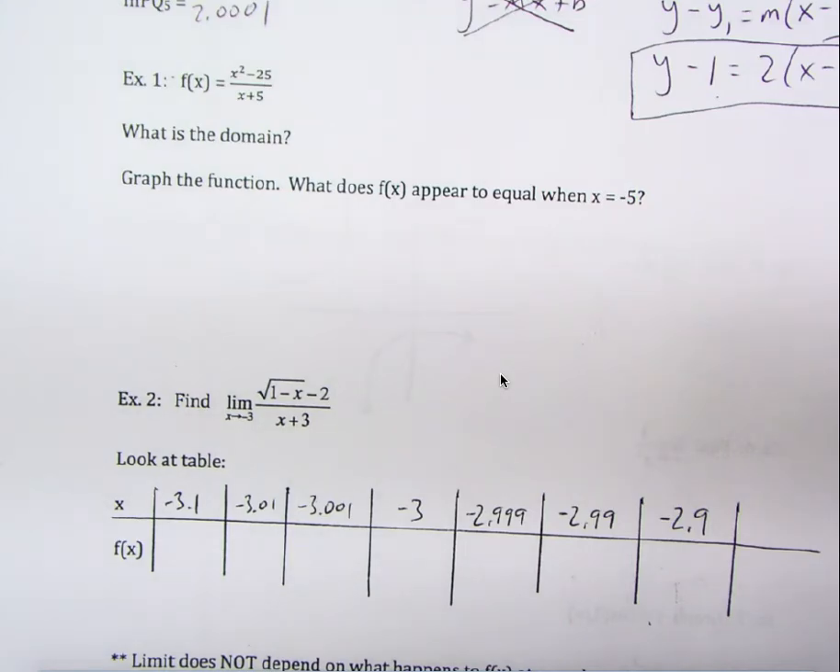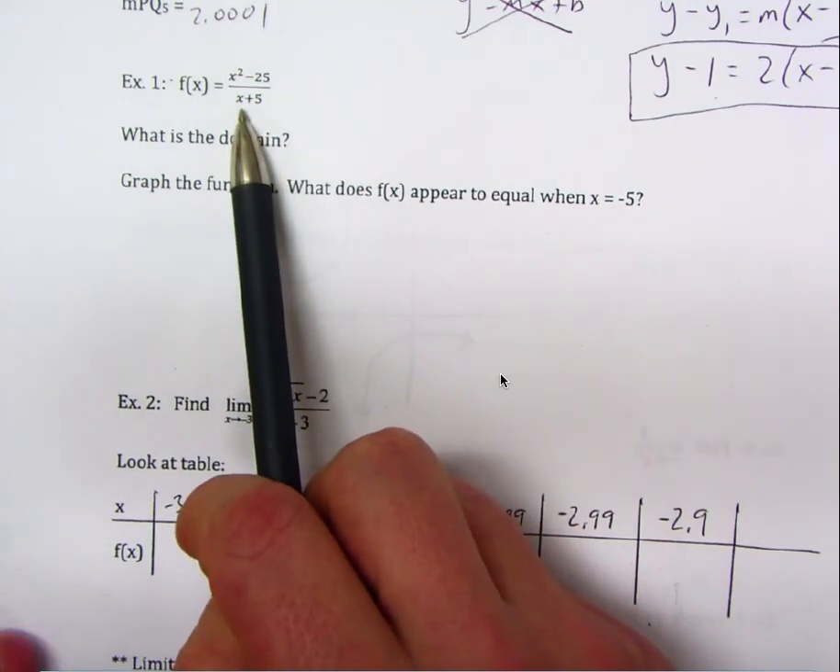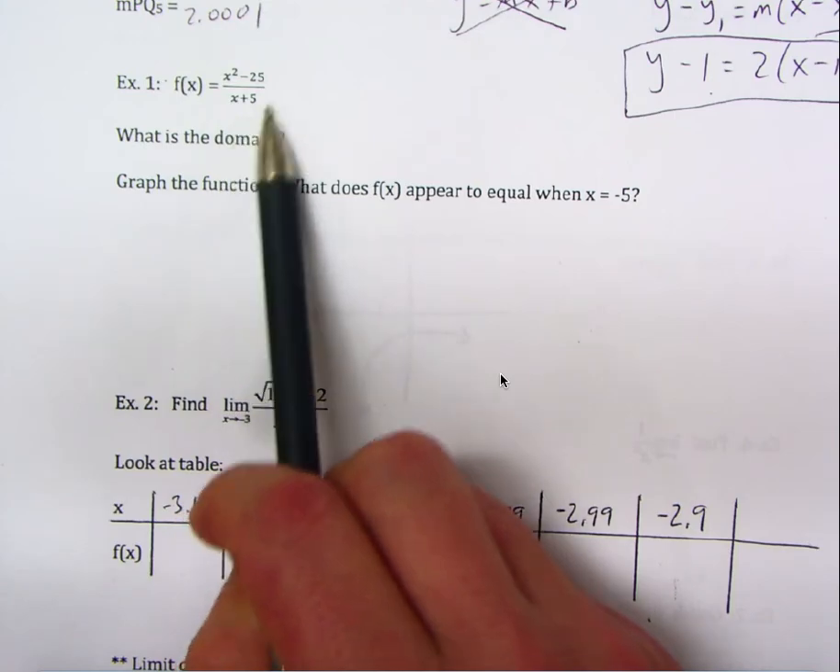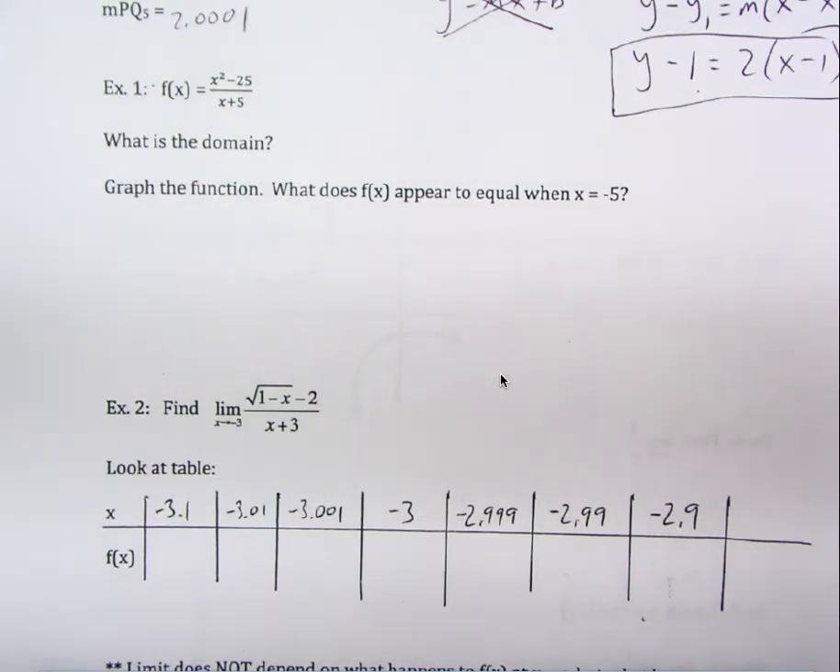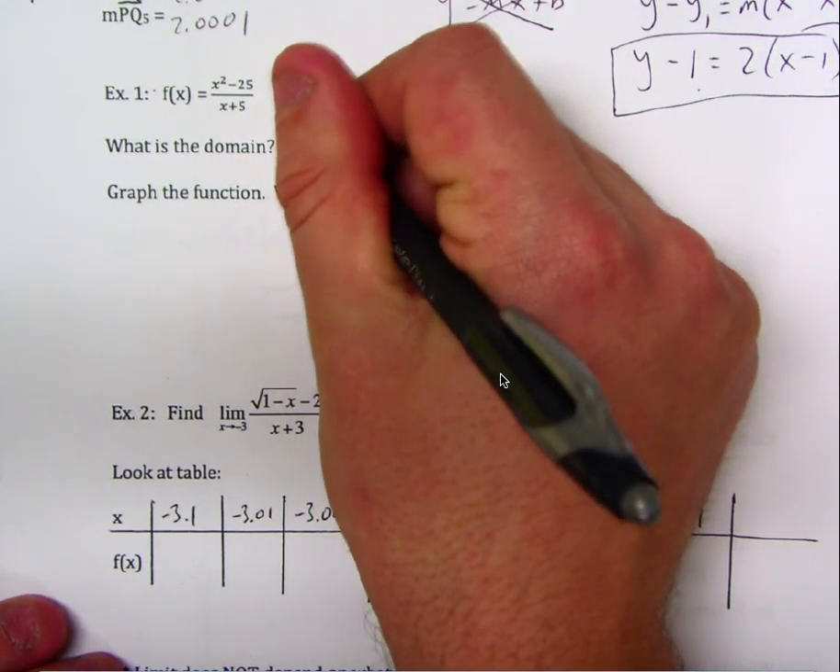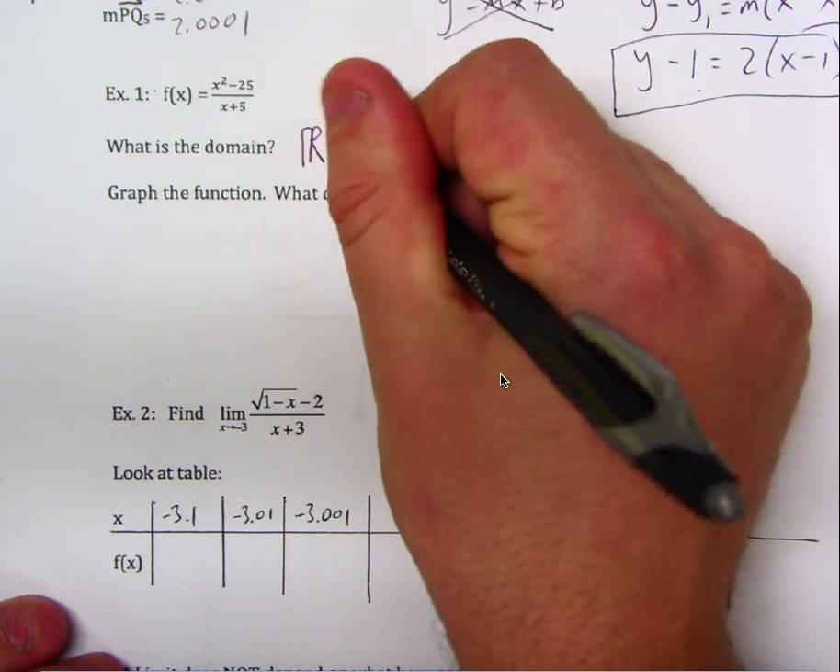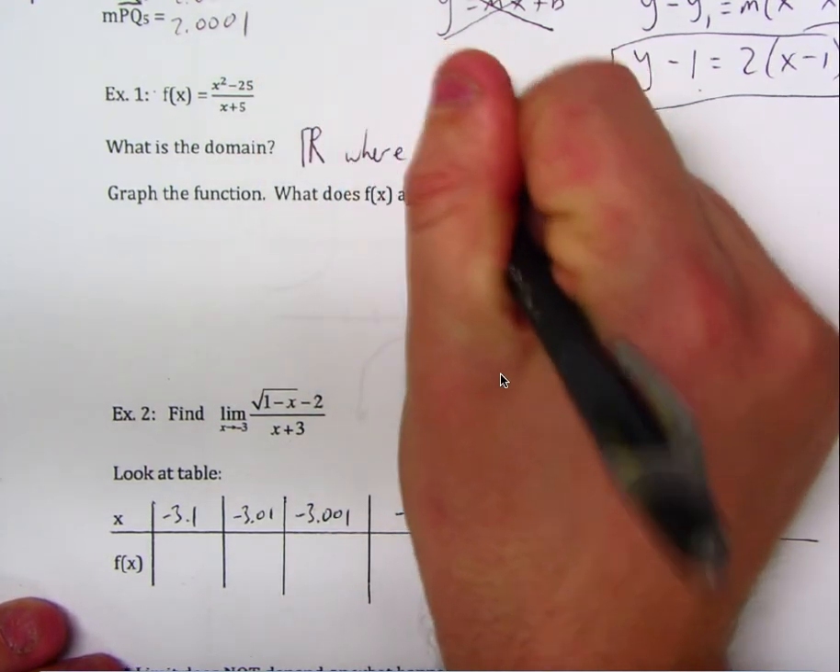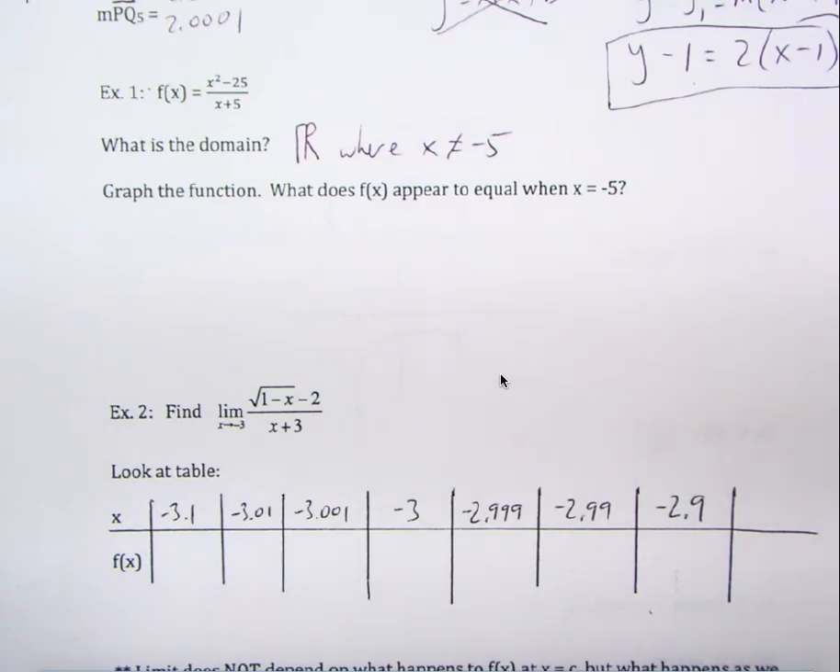And hopefully you came up with -5. You can't plug -5 in for x because that would give you a 0 in the denominator here. So we say the domain is all real numbers where x does not equal -5. That's our domain. So x is not allowed to be -5. We can't plug -5 into this function.